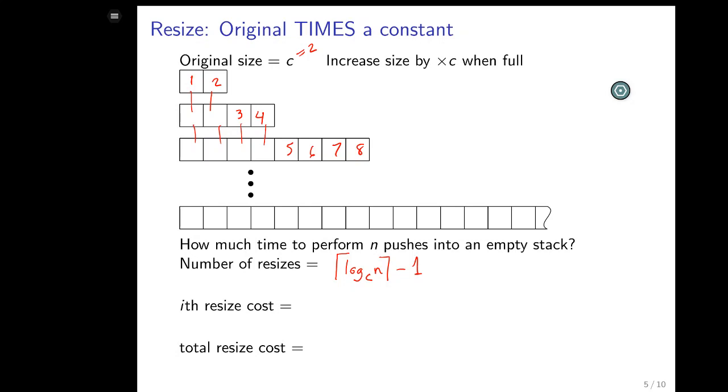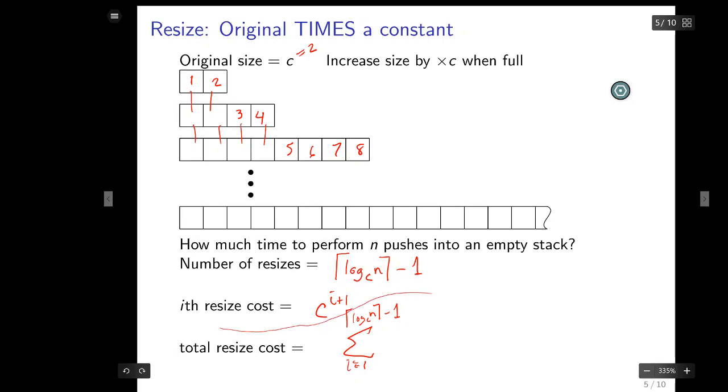Okay, what's the ith resize cost? The ith resize is going to go from something like c to the i to c to the i plus 1. So probably it's going to be a size cost of c to the i plus 1. Or if you want, c to the i plus 1 plus c to the i. Maybe. But I'm not going to do that because that would make things too complicated. And so then the total resize cost is just the sum of all of this stuff. So it's the sum from i equals 1 to log base c of n minus 1 of the cost for doing the resize.